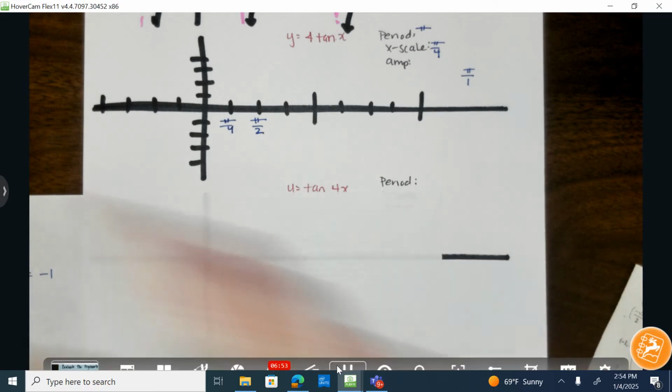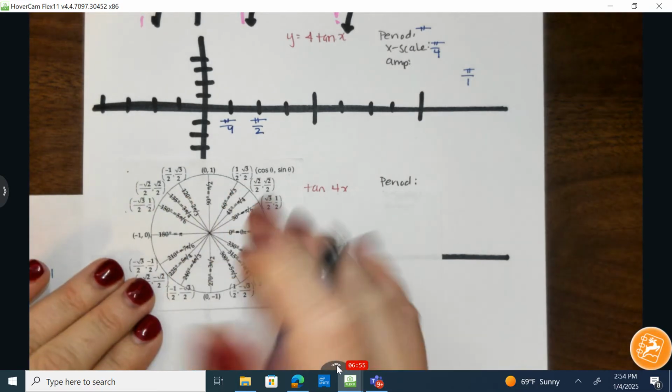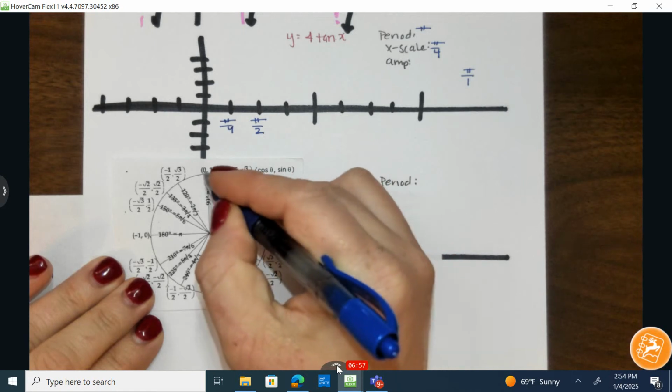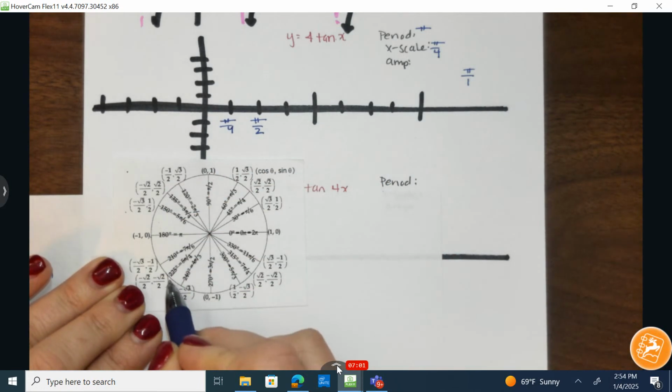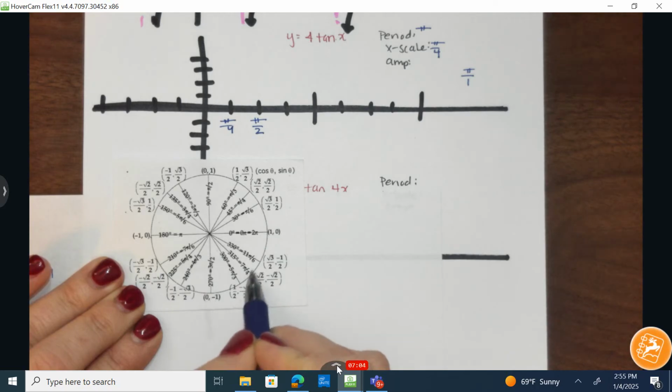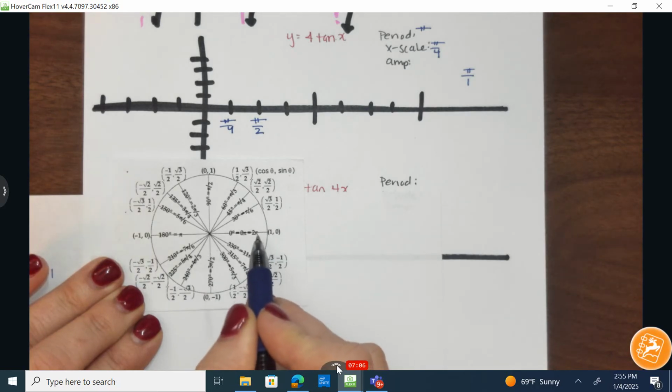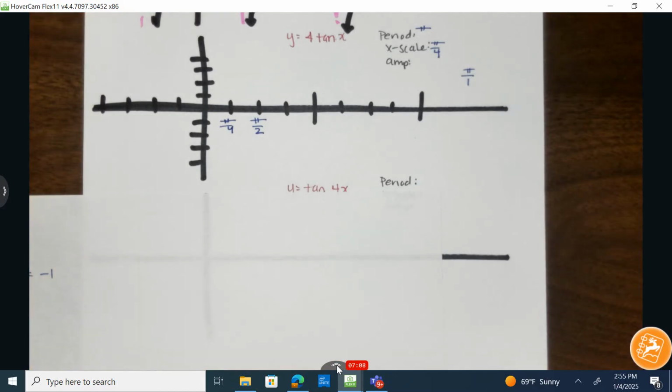And actually, I can even show you in here how I'm doing this. So I'm going all 45s. This is pi over 4, pi over 2, 3 pi over 4, 1 pi, 5 pi over 4, 3 pi over 2, 7 pi over 4, and all the way to 8 pi over 4, also known as 2 pi. And that's what I'm going to write down at this time.